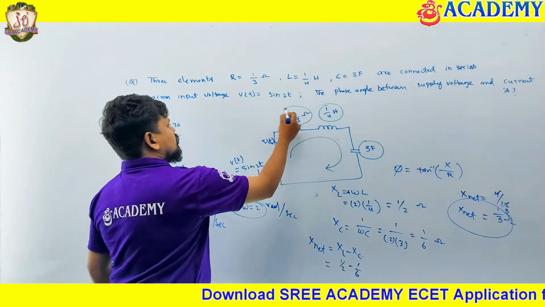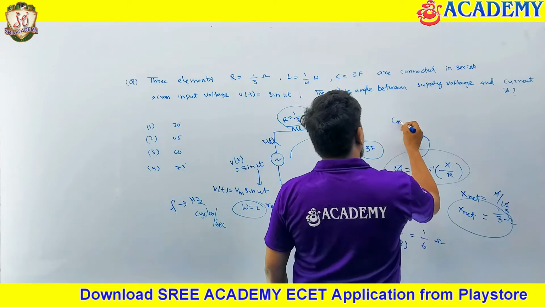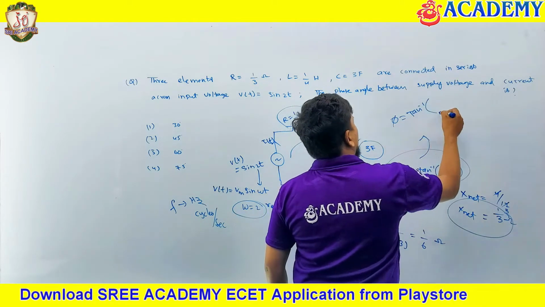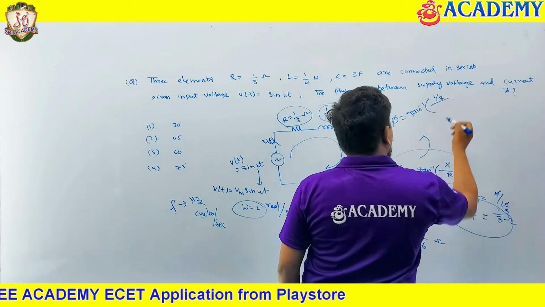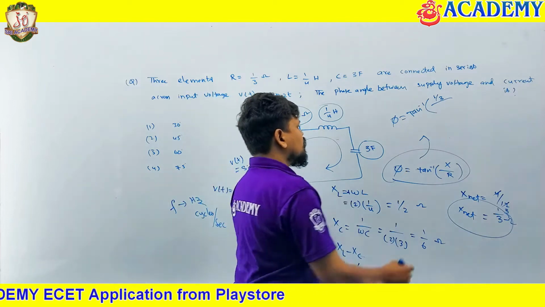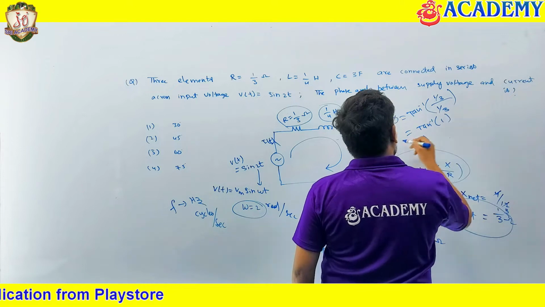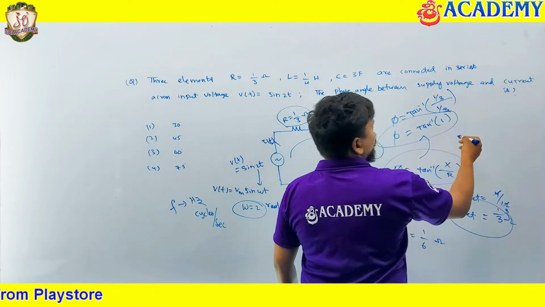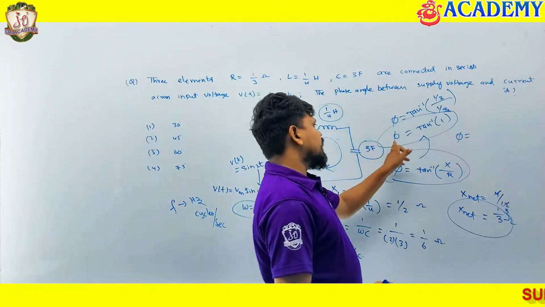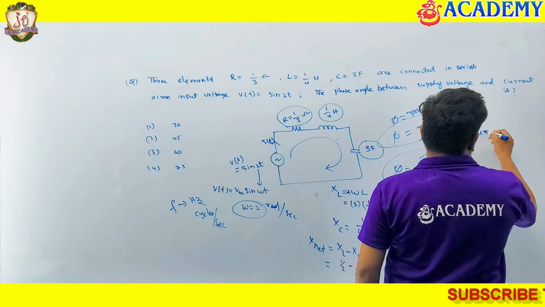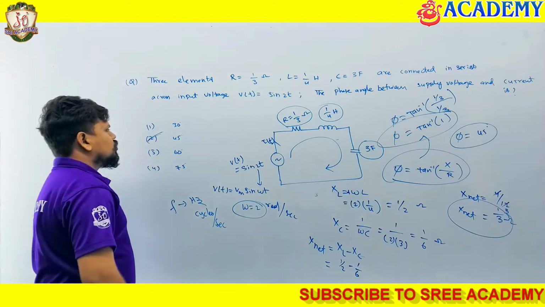Already we have the resistance. So the R value is nothing but 1 by 3 ohms. Now directly in this formula we have to substitute. So phi equals tan inverse of the reactance value X net, which is 1 by 3, divided by the resistance, which is 1 by 3. So 1 by 3 divided by 1 by 3, you will get tan inverse of 1. Tan inverse of 1 means 45, since tan of 45 degrees is 1, phi equals 45 degrees. So the answer for this question is 45, so option 2 is correct.